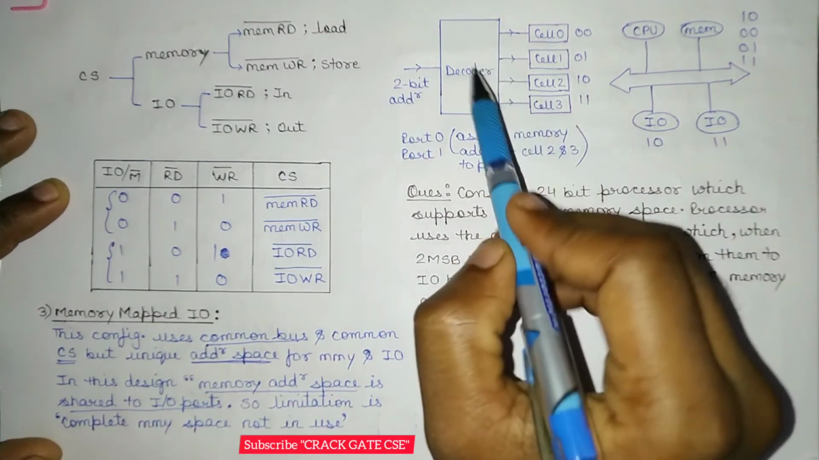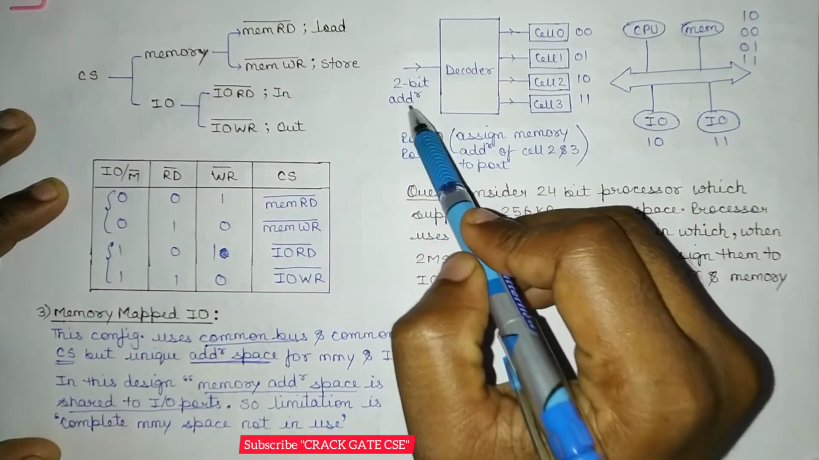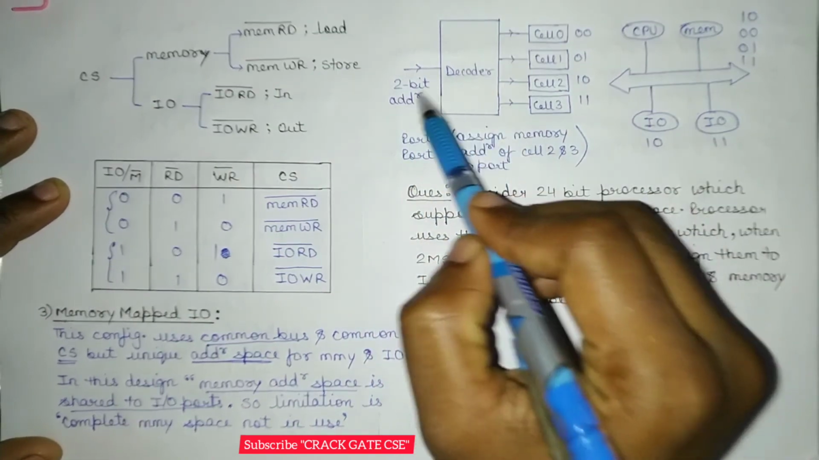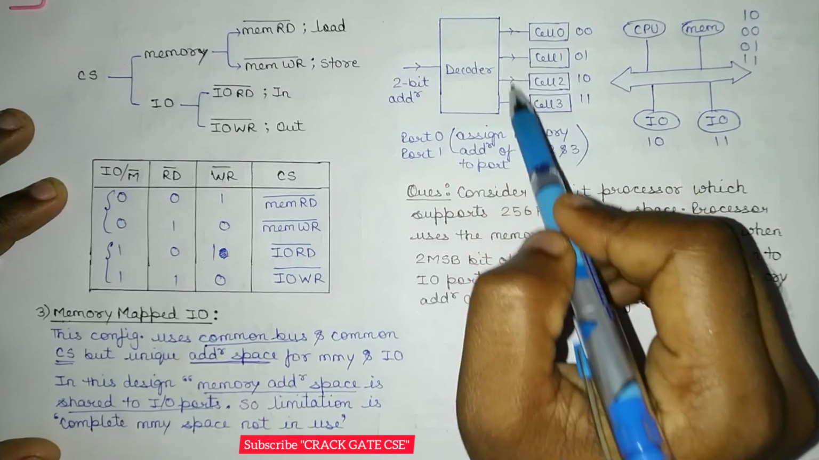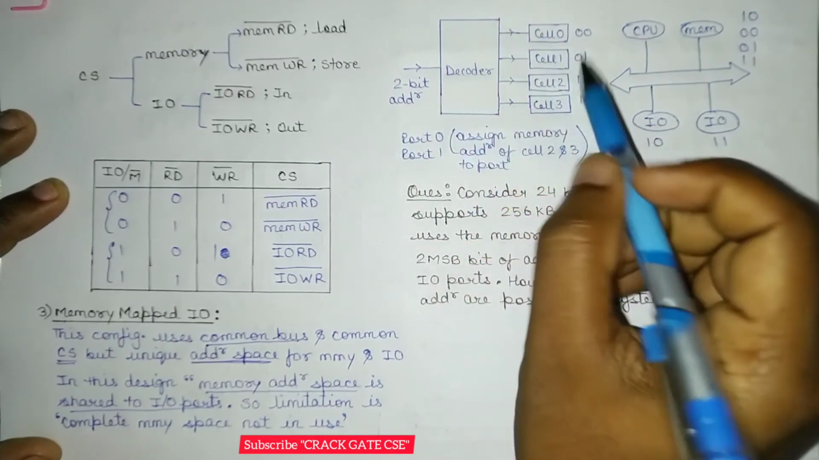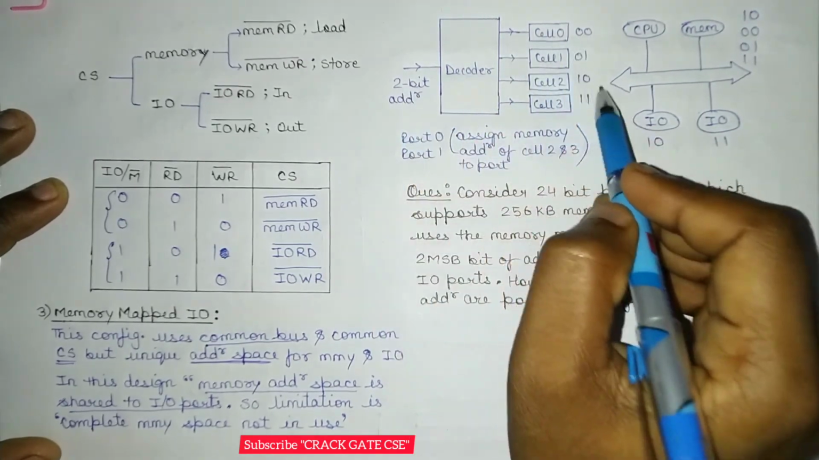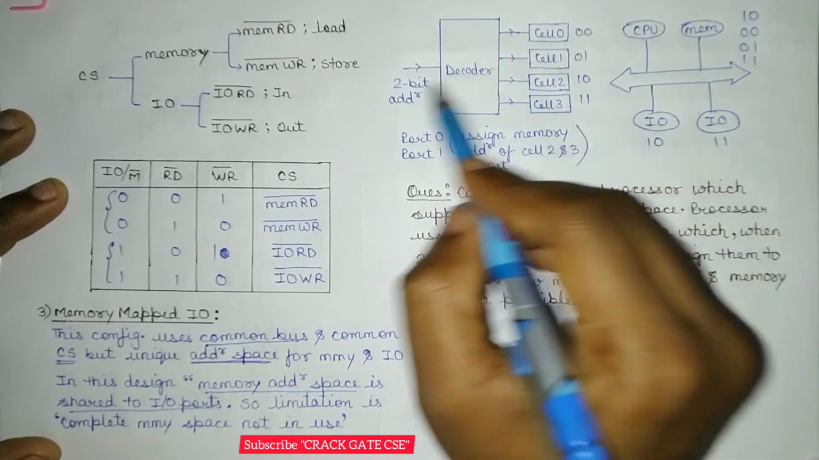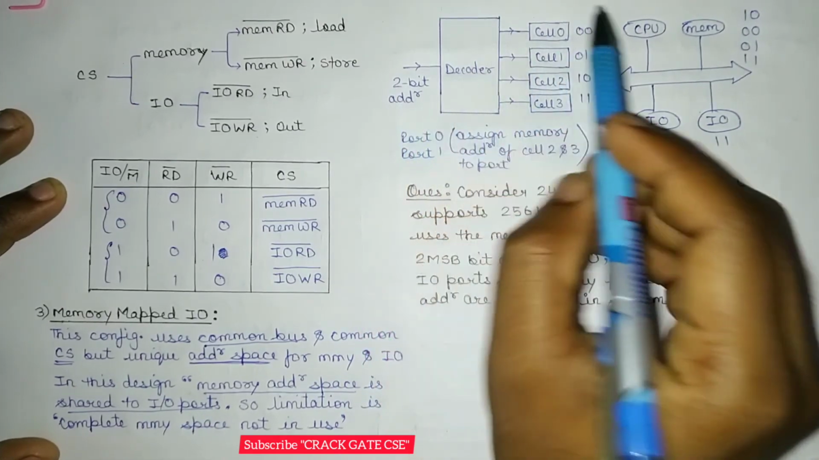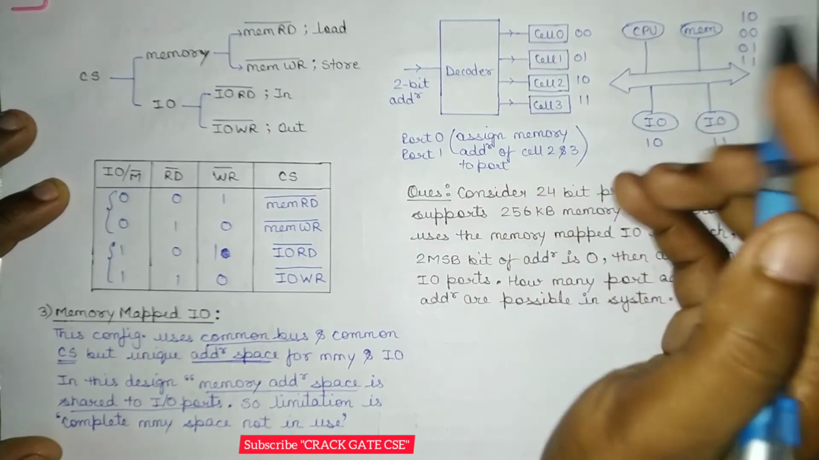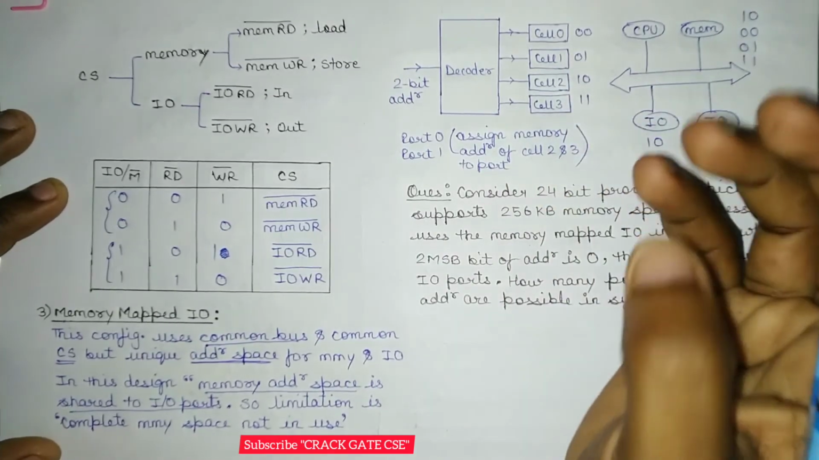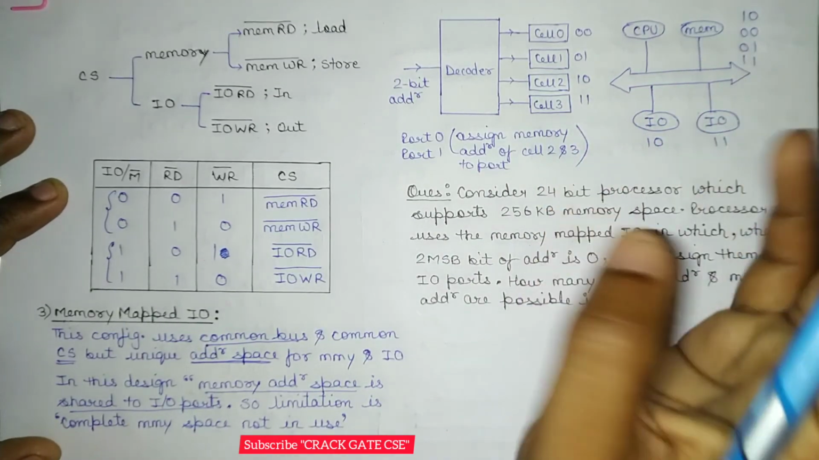For example, you can understand that we are having a 2-bit address, and here is a decoder to decode this address into the respective location, right? So it can be 00, 01, 10, 11. These are the 4 possibilities if we are having a 2-bit address. Now let us say that we have to use 2 ports in the IO component, the input output component.